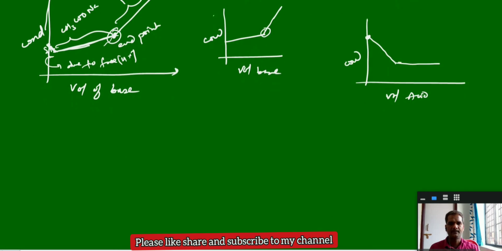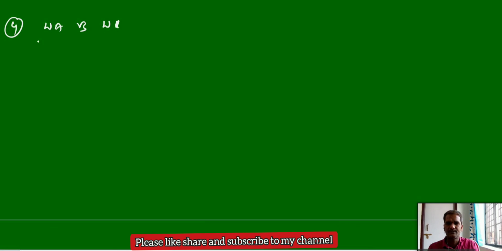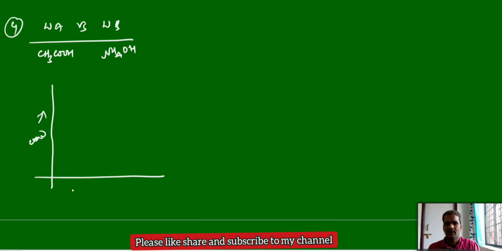Next, the fourth type, weak acid versus weak base. Weak acid acetic acid and weak base ammonium hydroxide. Again, let me take the graph: conductance, and here volume of base. Again, in the beaker you take acetic acid initially, and to this acetic acid you add ammonium hydroxide. Anyhow, acetic acid will show less conductance. When you add ammonium hydroxide, the weak base, it will form the salt ammonium acetate.